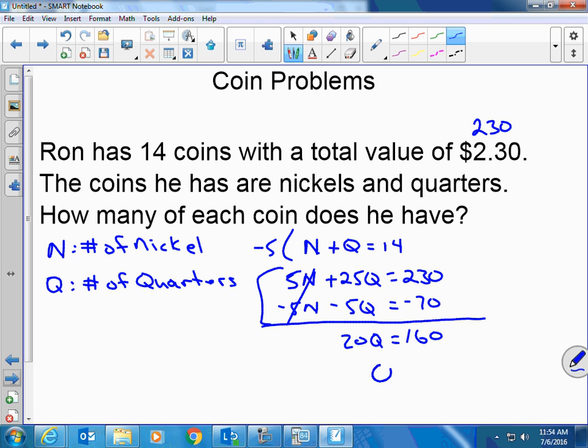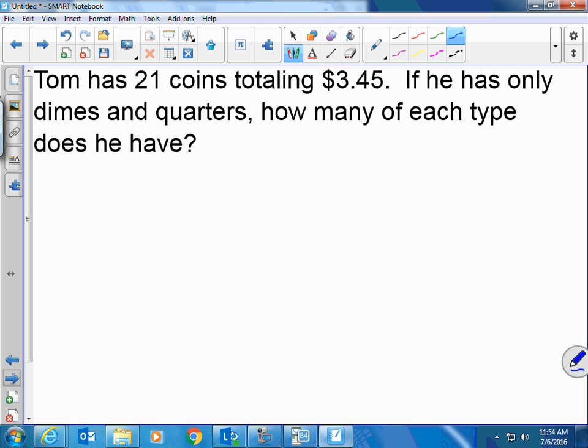Divide, and q equals 8. There are 8 quarters, and if they have to add up to, whoops, 14, then there must be 6 nickels, because 14 minus 8 is 6. And we're done. Number of quarters is 8. Number of nickels is 6. Your turn. Hit pause. Come back when you're done.